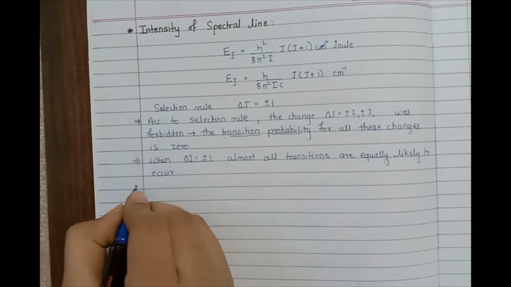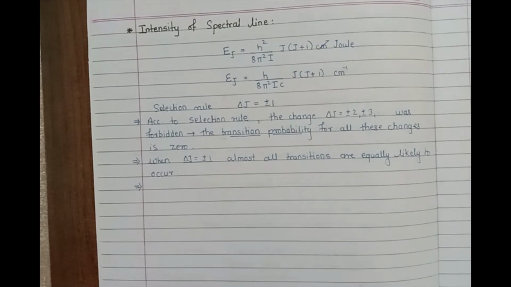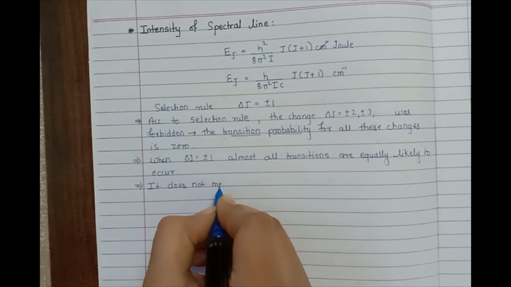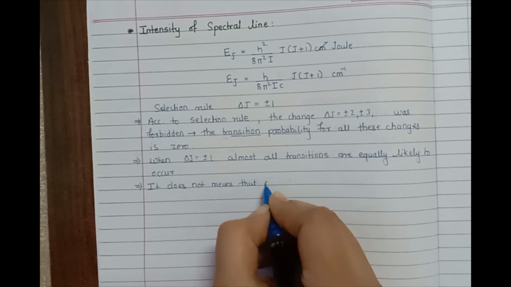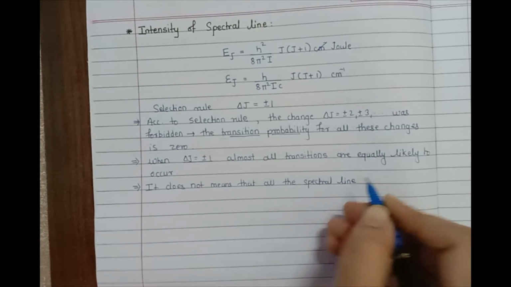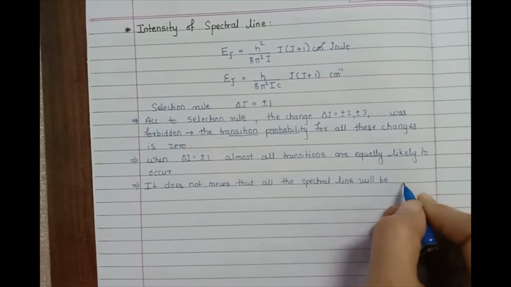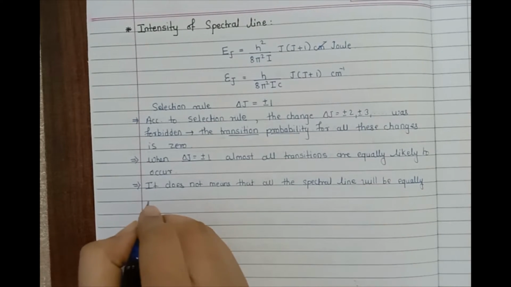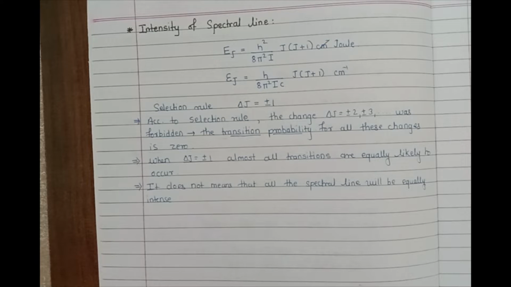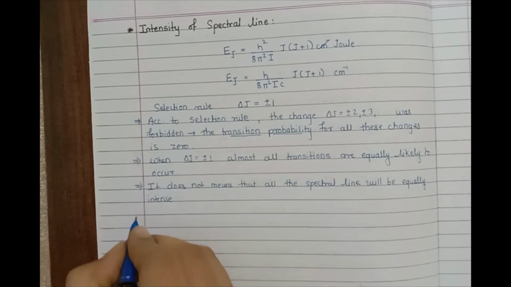As we have said that they have the equal transition probability, but it does not mean that all the spectral lines will be equally intense. Okay, the transition probability is similar, but it does not mean that the intensity of the spectral lines will be equal. The intensity of a spectral line will be different for each transition.